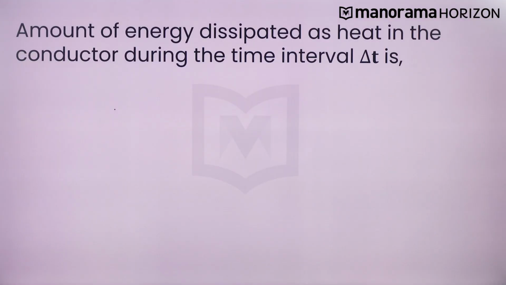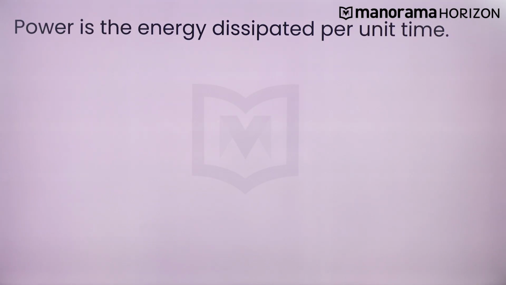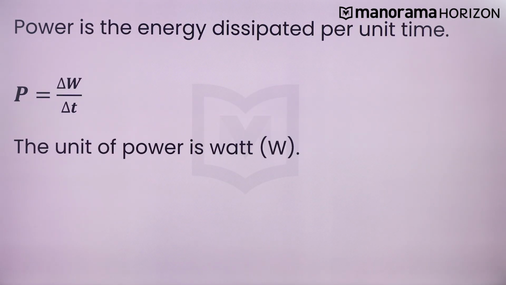Now, the amount of energy dissipated as heat in the conductor during a time interval delta T can be given as delta W, that is the dissipated energy, is equal to I times V times delta T. The power of a system is the energy dissipated per unit time. So we can write this mathematically as P is equal to delta W divided by delta T. And the unit of power is obviously watt.